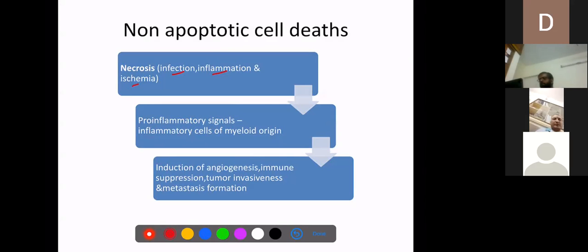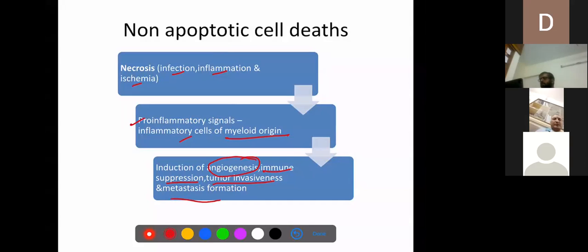When there is an inflammation or infection, it is going to harbor the immune cells. These immune cells produce certain cytokines and throw inflammatory signals. These inflammatory cells are usually of myeloid origin, which will induce angiogenesis, immune suppression, tumor invasiveness, and metastasis formation.